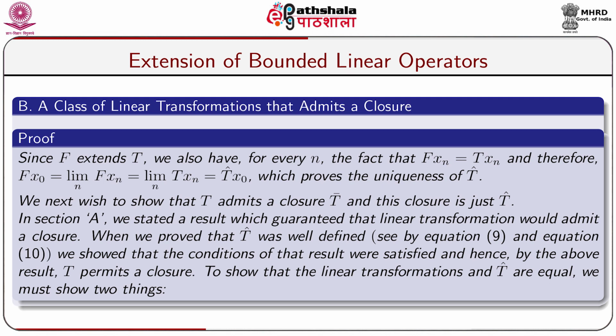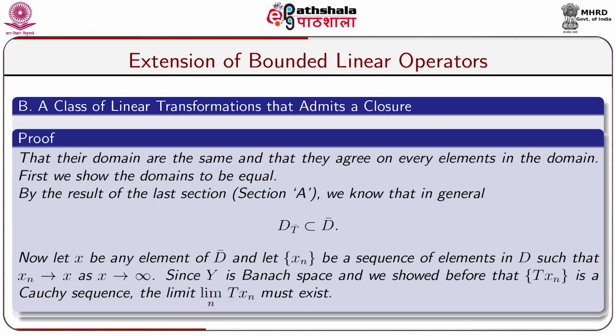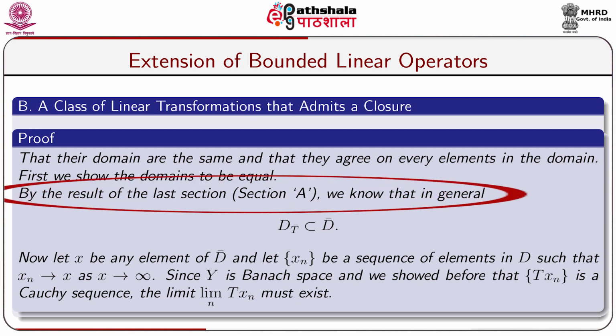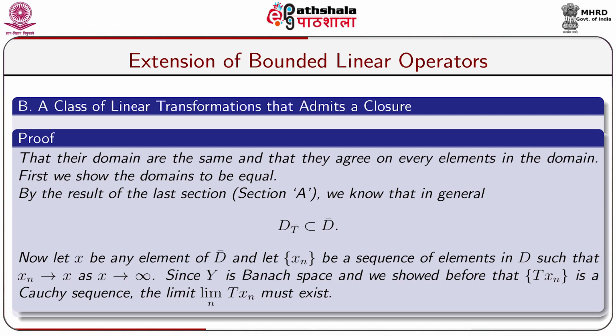To show that the closure T bar and T hat are equal, we must show two things: that their domains are the same and that they agree on every element in the domain. First, we show the domains to be equal. By the result of the last section, section A, we know that in general D of T bar is a subset of D bar, that is, the closure of D.